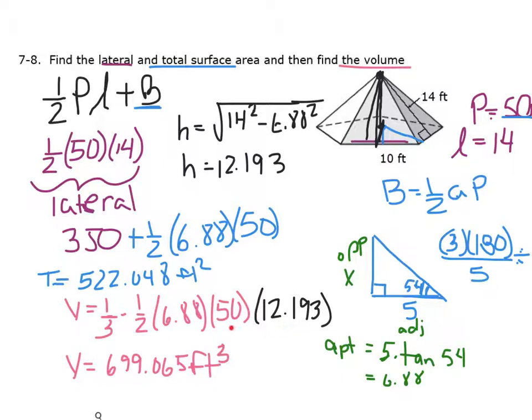Okay, from here you can type everything into the calculator and get your total volume of the pyramid, which is 699.065 feet cubed.